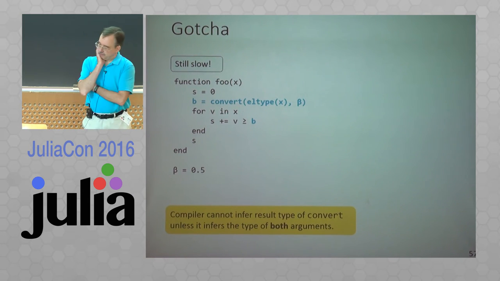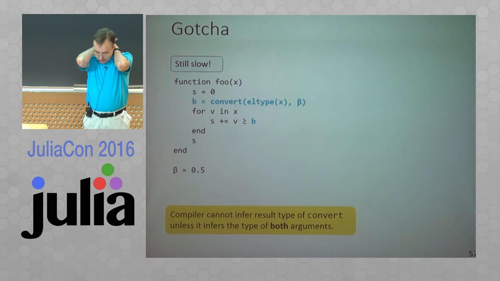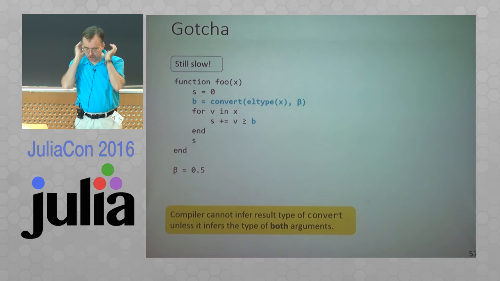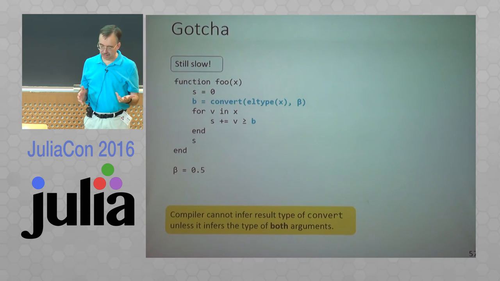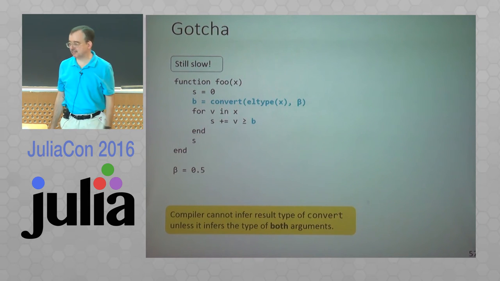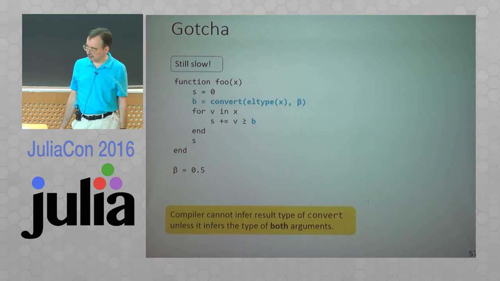Sometimes people try to fix this by using an explicit convert, and that doesn't quite work. The compiler can't infer the result type of convert unless it can infer the types of both arguments. So in this example, it doesn't know the type of beta because it's global, and therefore, even though it looks like it should be able to infer the result of convert, it can't.